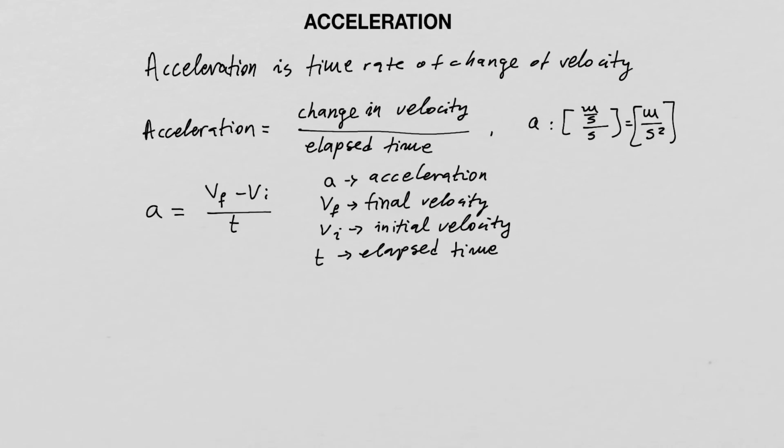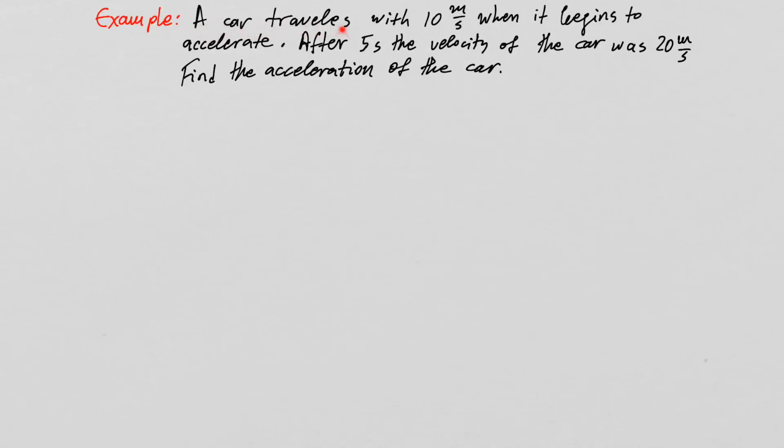Let's give an example to explain this formula for the acceleration. A car travels at 10 meters per second when it begins to accelerate. After 5 seconds, the velocity of the car was 20 meters per second. Find the acceleration of the car. So I'm going to make a sketch of this problem and put all the variables on the sketch so that it's easier to follow what is happening.